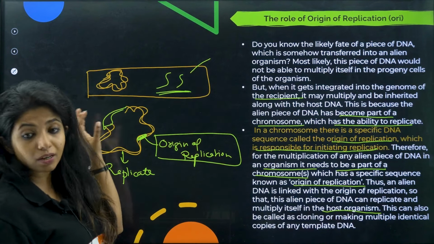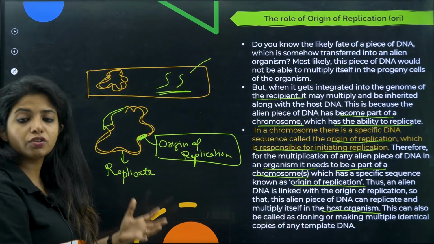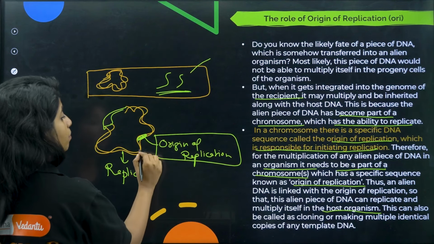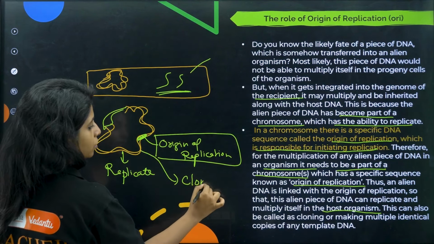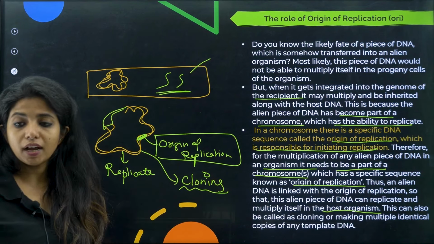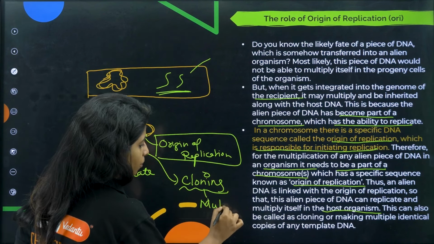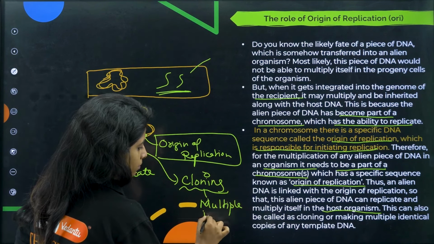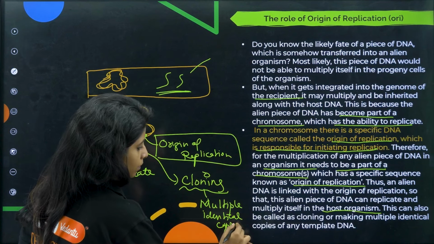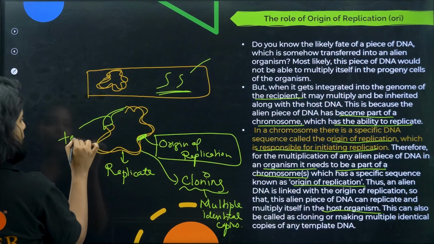Okay, now once it is put inside, integrated into that, this particular DNA strand will undergo replication, and now make multiple copies. This is known as, children, cloning. What do you call this particular procedure? You call it cloning. Cloning means what? You're making multiple identical copies of what? The template DNA that you have over here.